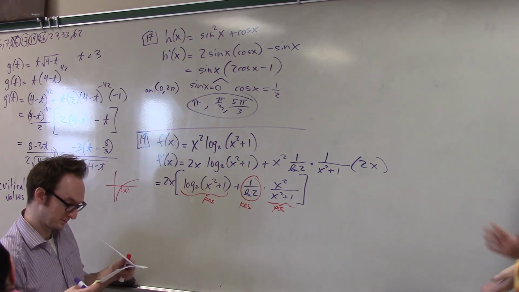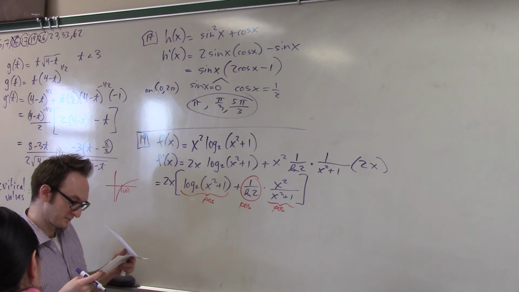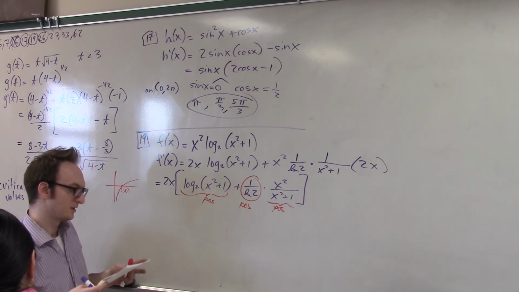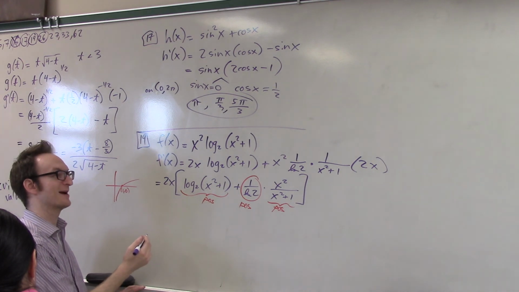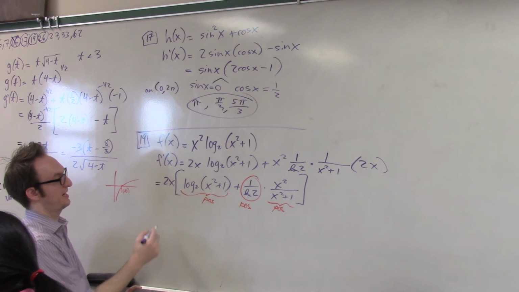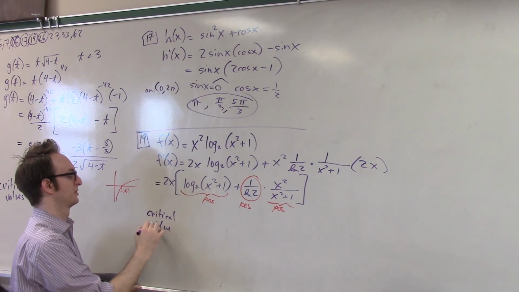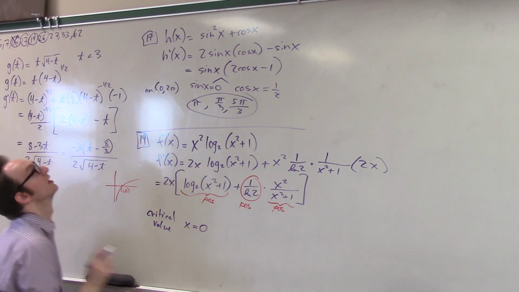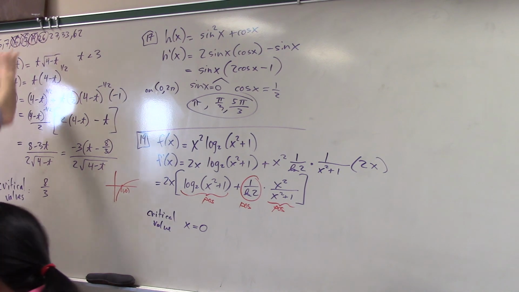Someone needs to fill it out. Okay, I can wait. Oh, you need me to do it now? Okay. So the critical value is when x is 0. Someone do that, that was 19. Someone do 26.